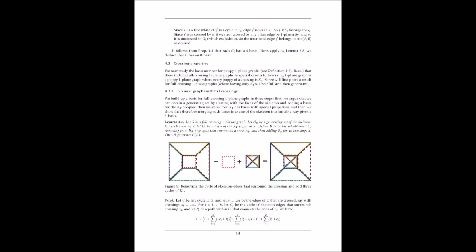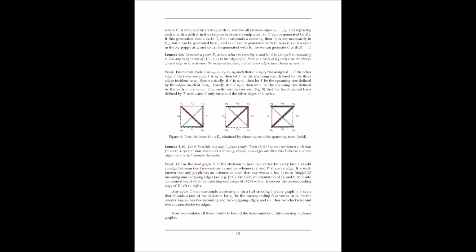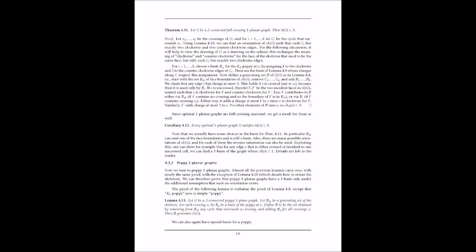Makes sense. They took the 2-to-8 cage with its high basis number and modified it to be one-planar, keeping the basis number high. Precisely. But there's a twist. This one-planar graph isn't Poppy one-planar. We don't know if you can make it Poppy without changing the basis number.